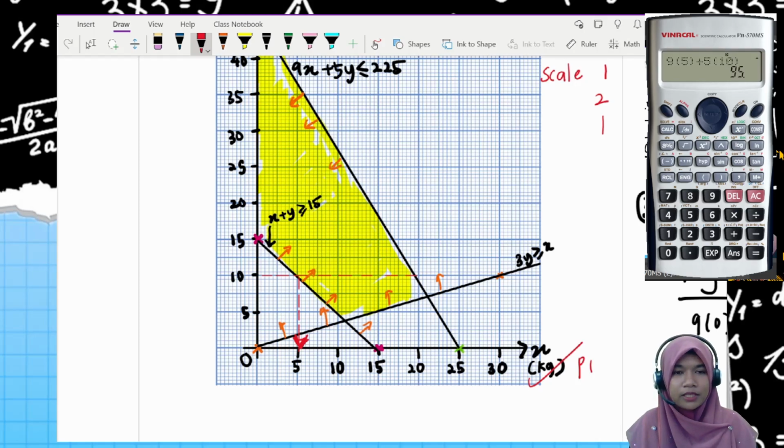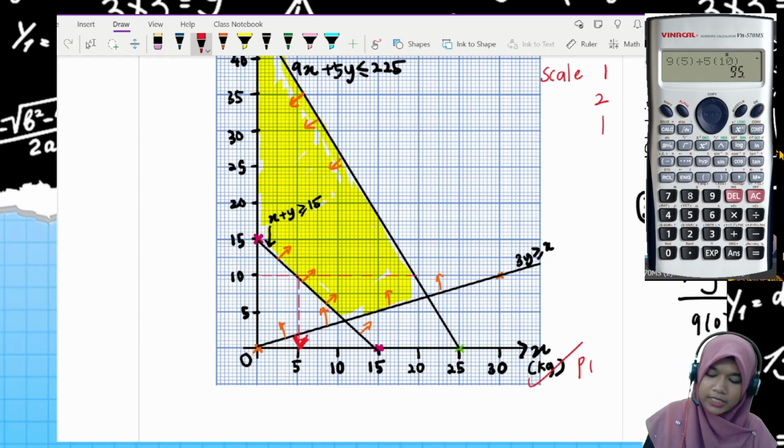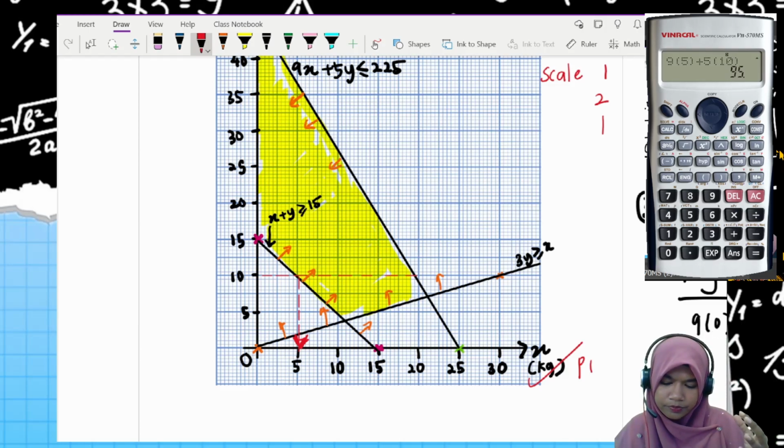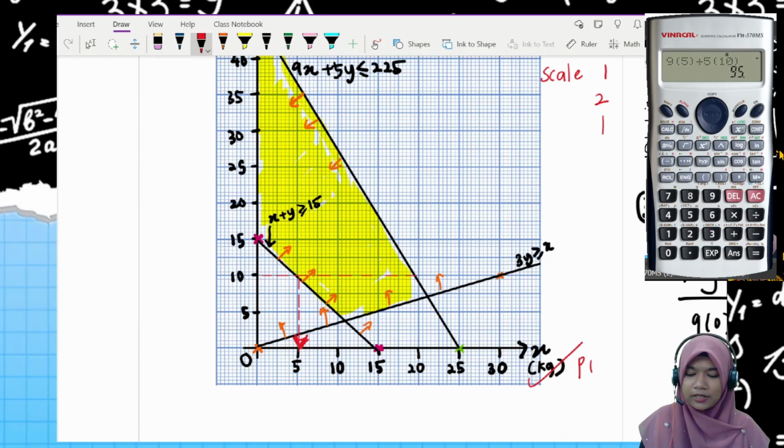But this is not the answer. Sorry, read carefully. What is the maximum amount of money that could remain? He asked about the balance.